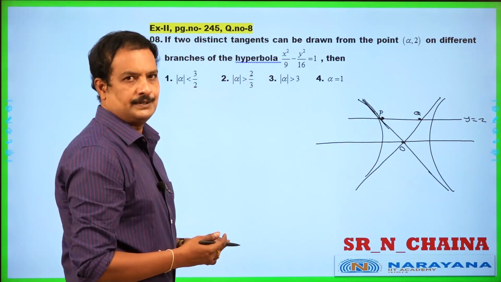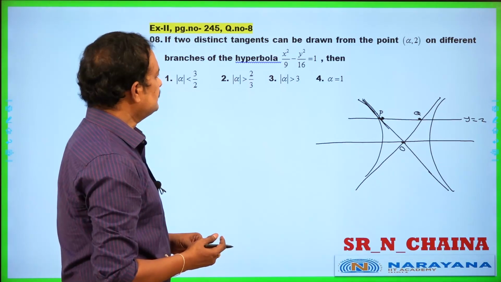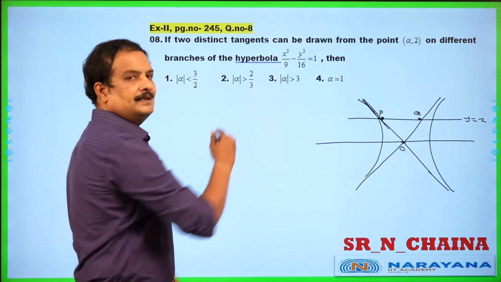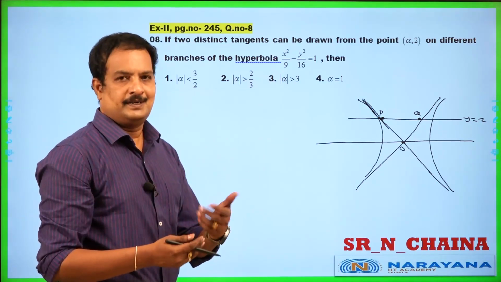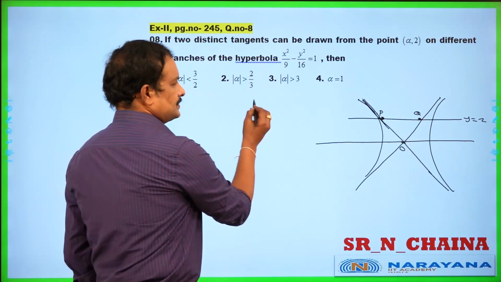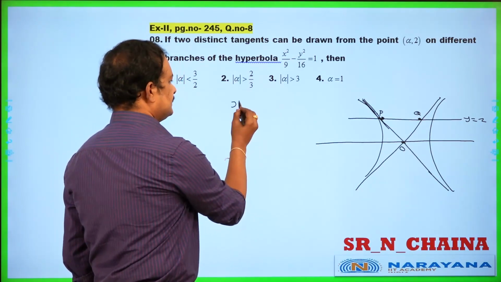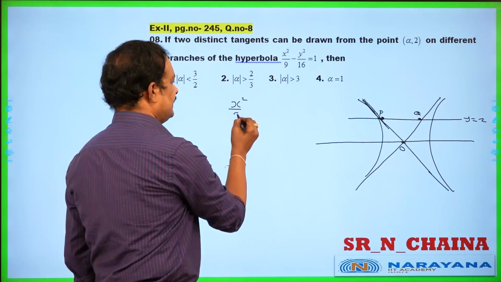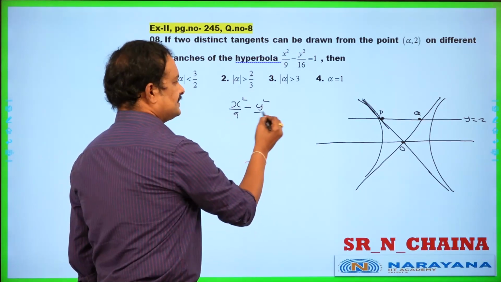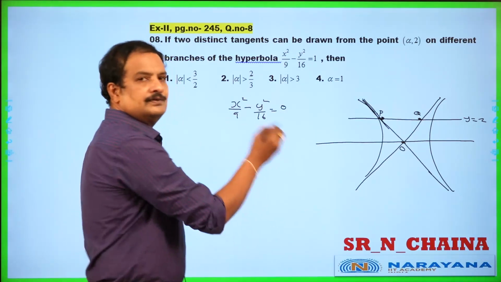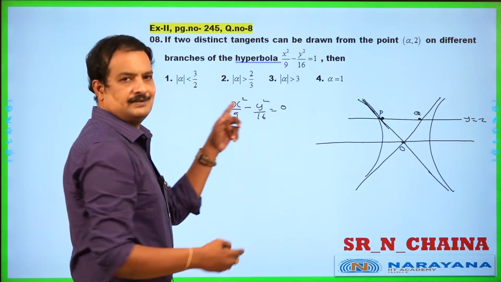What are the coordinates of p and q? Let us take the equations of the asymptotes. The asymptotes and the equation of the hyperbola differ by a constant. So what are the asymptotes? You can take both the asymptotes together: x²/9 - y²/16 = 0. This is nothing but the combined equation of the asymptotes.